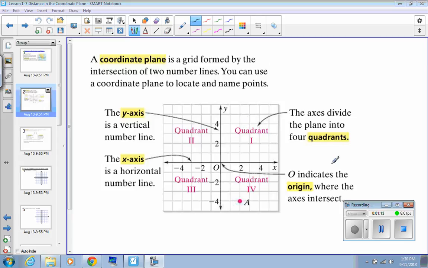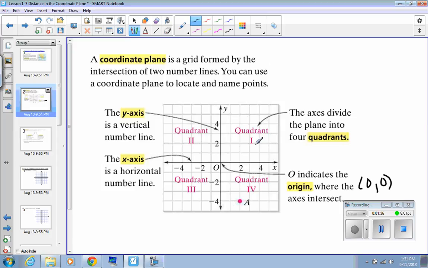The origin is where both of the axes intersect, and that point is 0, 0. Anytime we are looking at the coordinate plane, you want to make sure that you label the quadrant by Roman numerals.